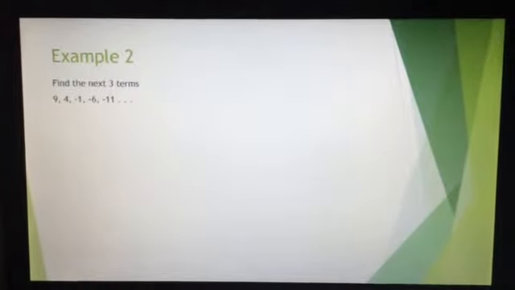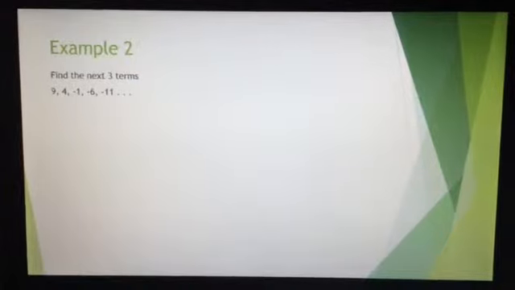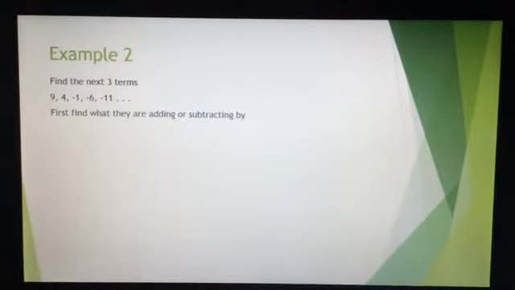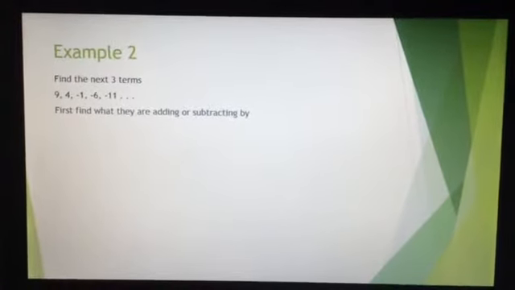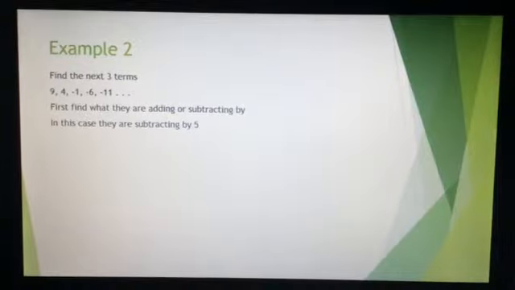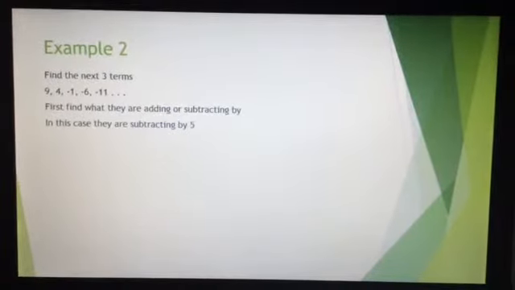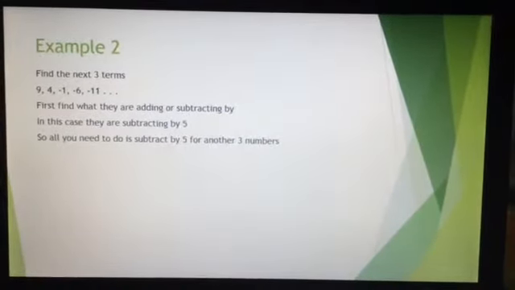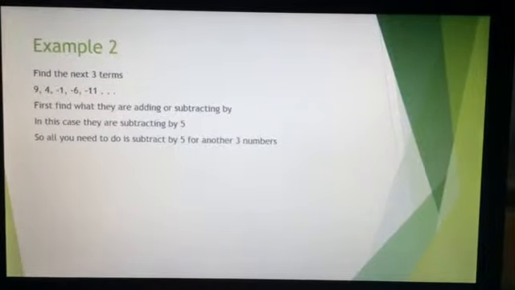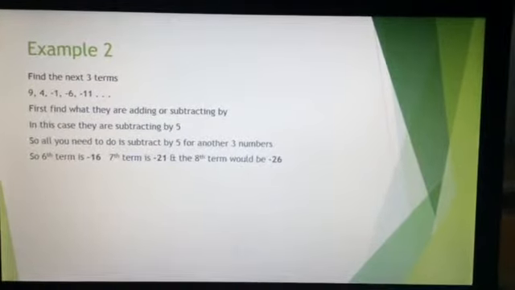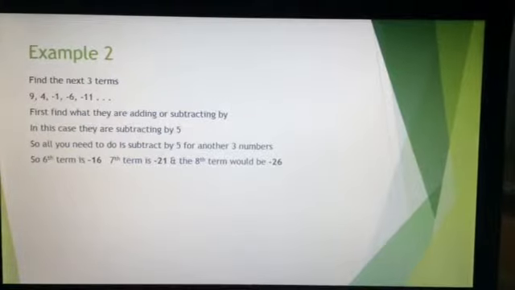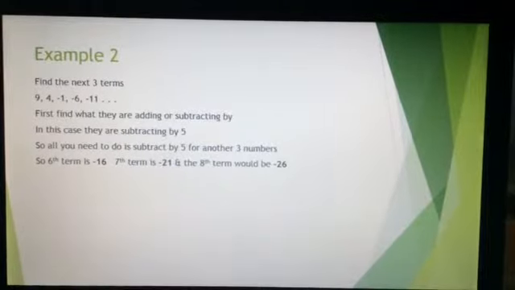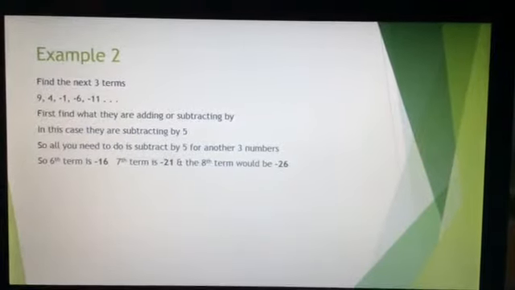Example 2. We're going to find the next 3 terms of this sequence. First, we're going to find what they are subtracting or adding by. In this case, they are subtracting 5, and you can see this by subtracting 5 from 9 to get 4, and so on. So all you need to do is subtract 5 for another 3 numbers after negative 11. The 6th term is negative 16, because you get that from negative 11 minus 5. The 7th term is negative 21, and the 8th term would be negative 26.